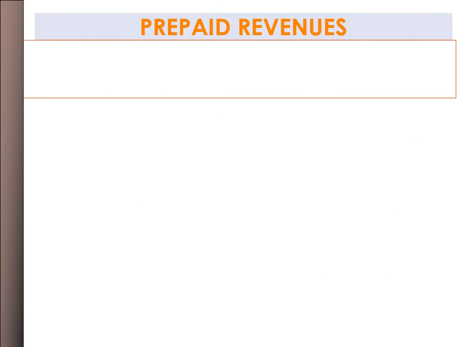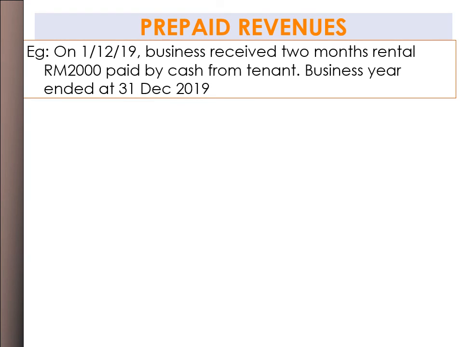Now let's look at an example of prepaid revenues. This means that the revenue has already been paid by a third party, so you have extra money, but it's not for this period. For example, on the 1st December 2019, the business received 2 months' rental, 2,000 ringgit paid by cash from a tenant, and the business year ended 31st December 2019.